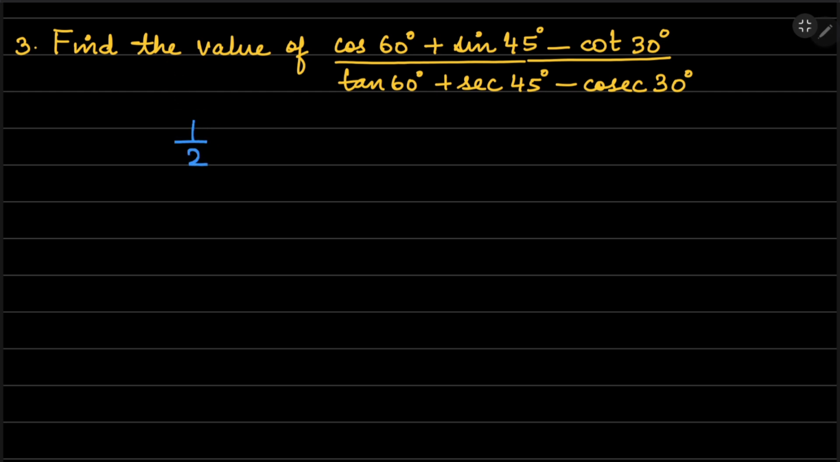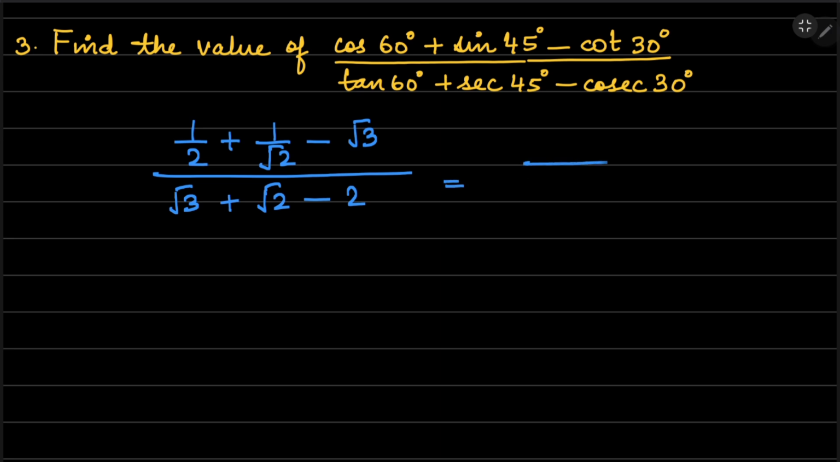Okay, cos 60 is 1 by 2 plus sin 45 is 1 by root 2 minus cot 30 is root 3. Okay, whole divided by tan 60, again root 3 plus secant of 45. Okay, cos 45 is 1 by root 2, so secant of 45 is just root 2 minus cosecant of 30. So sine of 30 is 1 by 2, so cosecant of 30 will be 1 over 1 by 2, which is just 2.